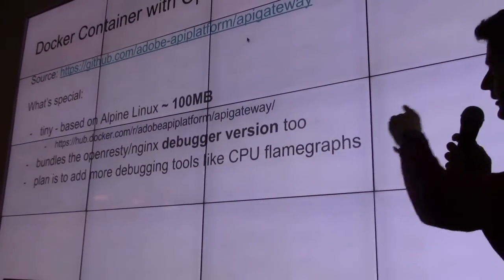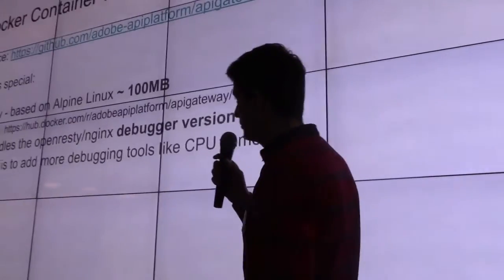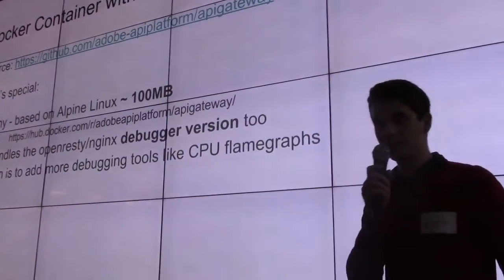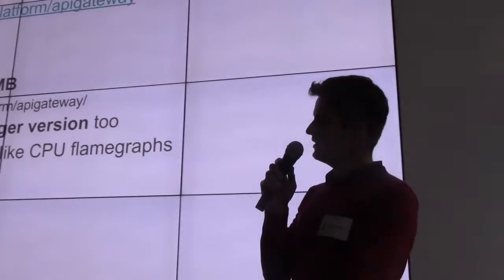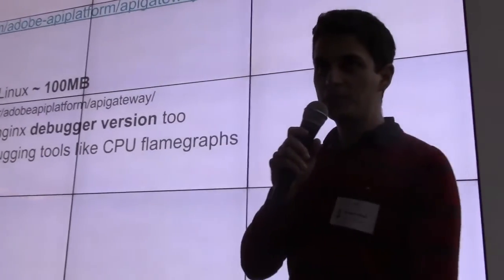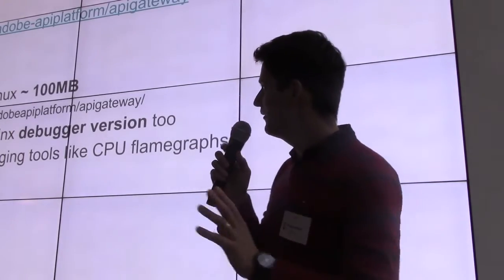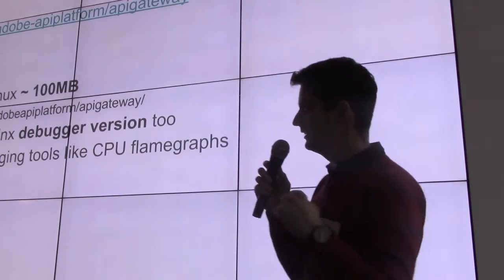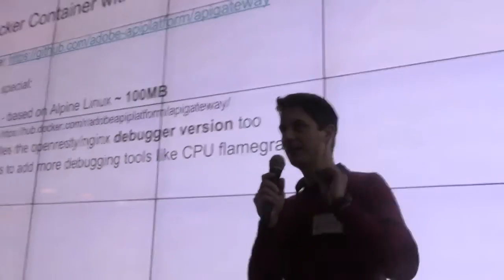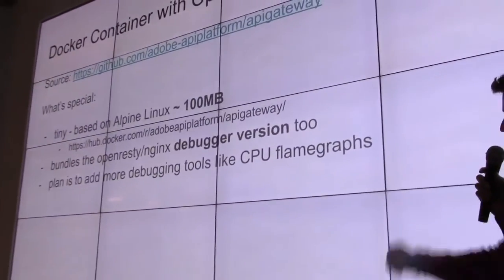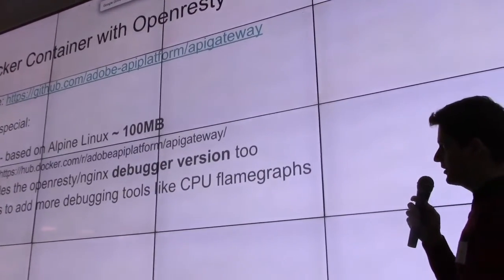First of all, we ship a Docker container with OpenResty plus some API gateway modules. You can find the source here. Probably I'm going to share this presentation afterwards. What's special about it is that it's pretty tiny. We built it on Alpine Linux, if you're familiar. Pretty cool image. You have to pay attention to some aspects there. It doesn't have glibc, and that may pose some problems. But if you get over that, that's fine. You can end up with maybe an image of 100 megabytes.